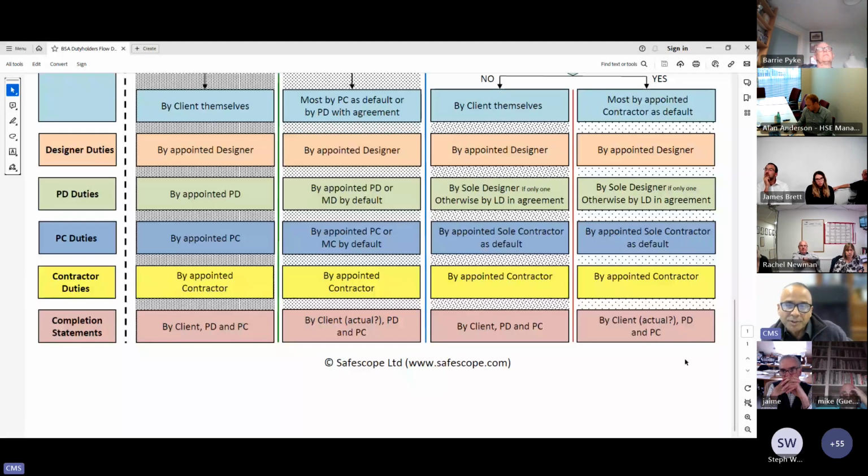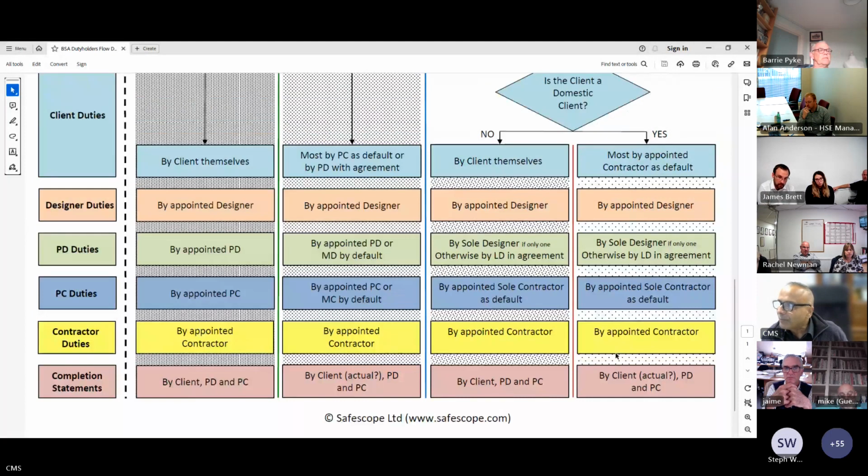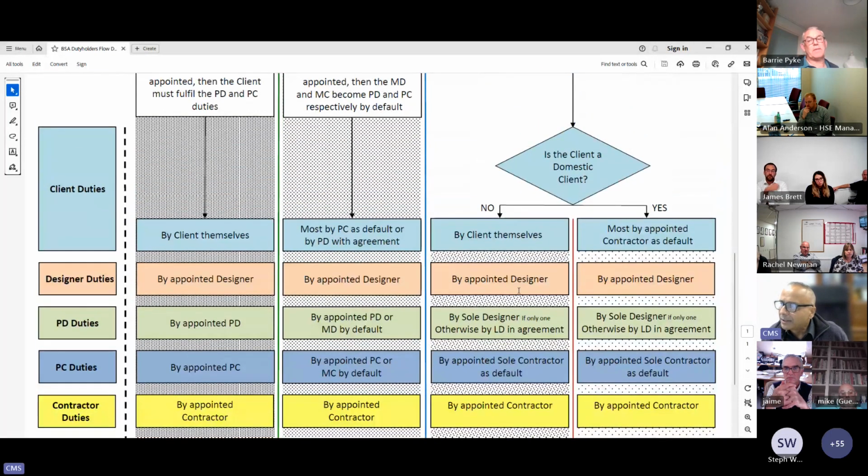Now you can imagine the situation for a private domestic client, getting their extension done or something, will have to give a statement to say my work complies with the building regulations. Along with it, whoever is looking after the PD duties will give a statement, and whoever is looking after the PC duties will also give a statement. And everything has become very, very stringent in terms of the application of the building regulations. Now let's go up and stay between the blue and red line.